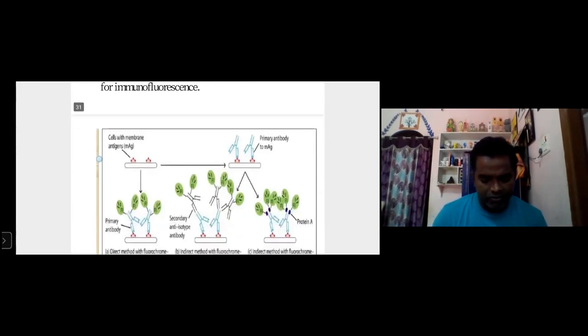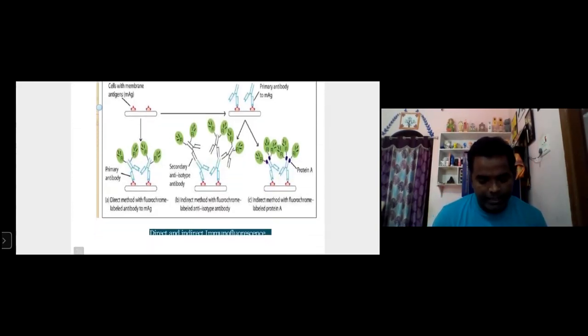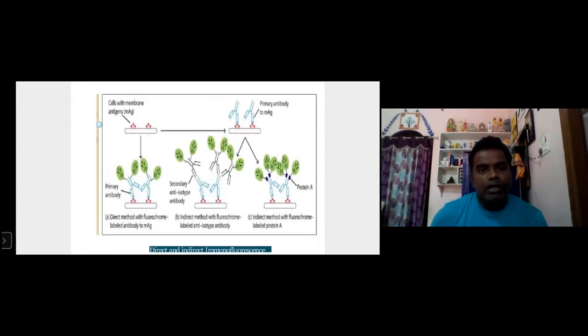See here, first of all, what is the procedure? Direct immunofluorescence. First, the cell has membrane antigens, and primary antibodies bind with the antigen to form antigen-antibody complexes. These antigen-antibody complexes involve the primary antibody, and then the secondary antibody is coated with fluorescein.